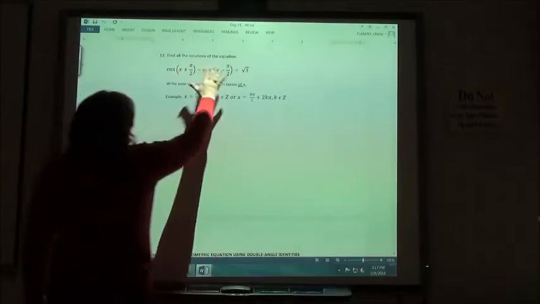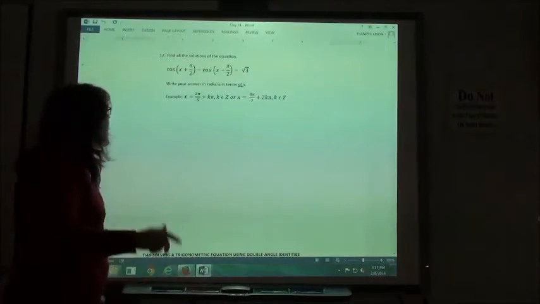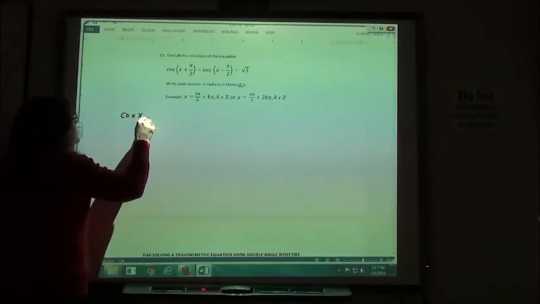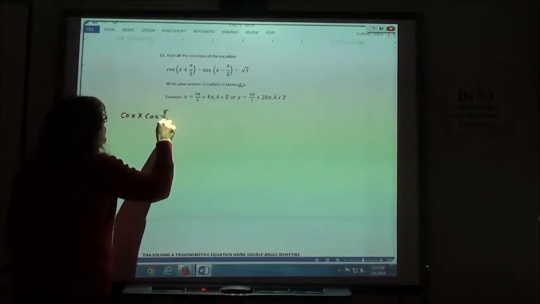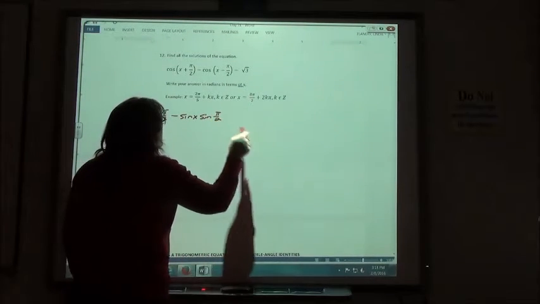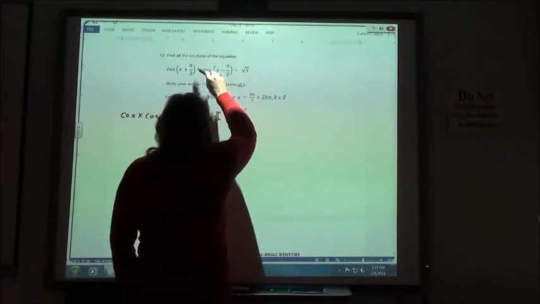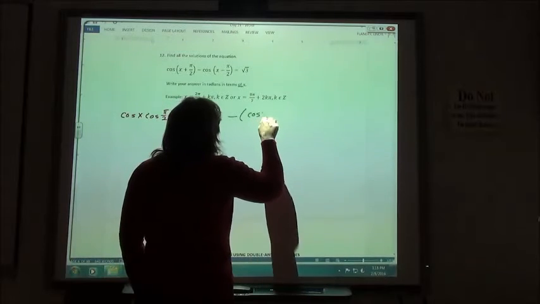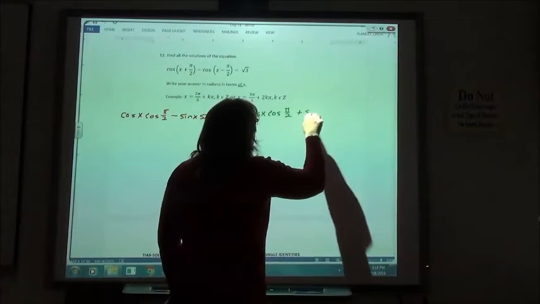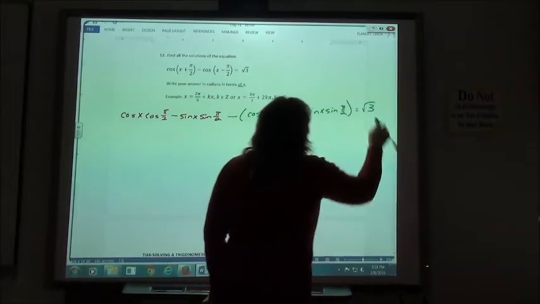Number 12, we're doing cosine and cosine again. So when we have the cosine, cosine, we have cosine, cosine, and sine, sine, opposite sign as that is. So we're going to have cosine of x, cosine of pi over 2. This is going to be minus sine of x, sine of pi over 2. Then we're going to have minus, and then I better use parentheses because there's a minus sign here. So I'm going to have cosine of x, cosine of pi over 2. Since this is a minus, this will be a plus. Sine of x, sine of pi over 2 equals the square root of 3.